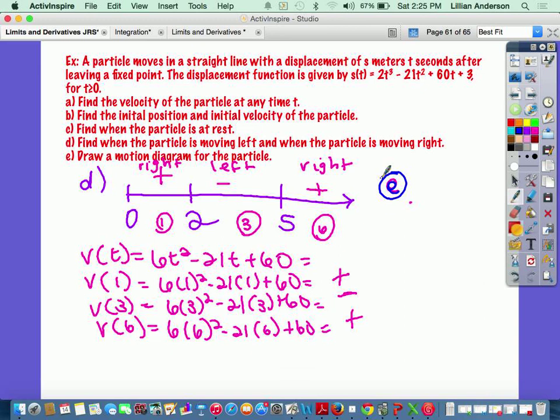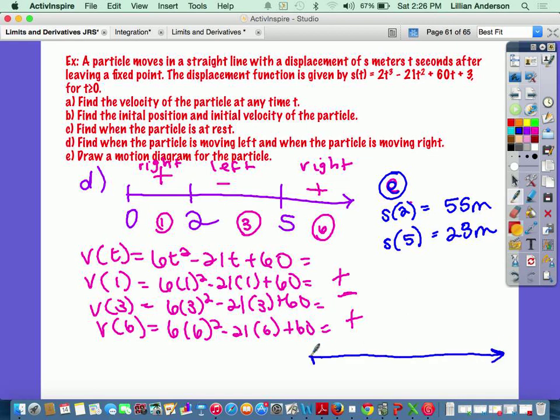the first thing we're going to need to do is figure out, okay, what is our position when our particle is at rest, okay? Our particle was at rest at 2 and 5, remember from part C. So we're going to plug into our position function, S of t, and find our numbers. So we plug in 2, we're going to get 55 meters, and at 5 we're going to get 28 meters. Okay? And so we're going to create a new number line and actually draw this model. Okay?